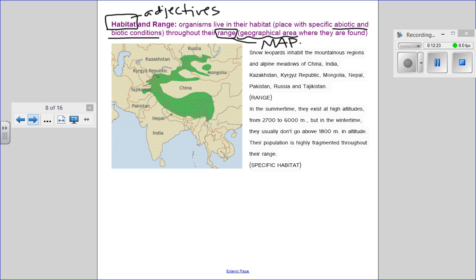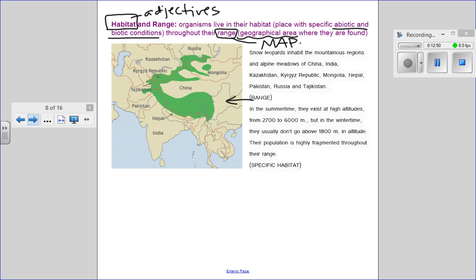So I have an example here to illustrate the difference between the two. If I were to talk about snow leopards, they inhabit the mountainous regions and alpine meadows of China, India, Kazakhstan, the Kyrgyz Republic, Mongolia, Nepal, Pakistan, Russia, and Tajikistan. That's its range because I'm showing you on a map all of the countries and places that it lives in.